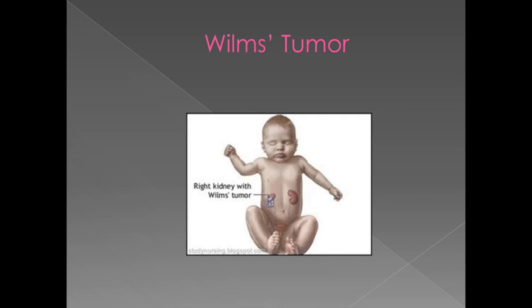Wilms' tumor is a nephroblastoma that is the most common primary renal malignancy in children. Surgical en-bloc resection is performed when possible. The kidney, ureter, and adrenal gland are removed as a whole.